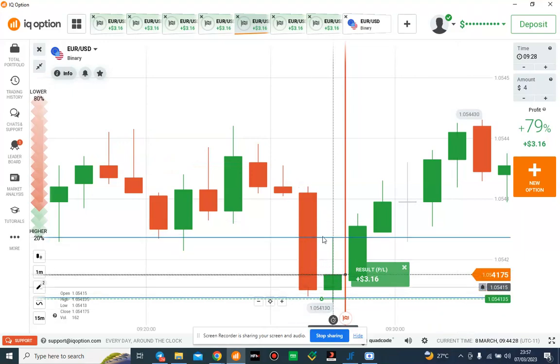But it's still at the bias area. We must respect that. We shouldn't go against the major reason why we took the trade here. Still at the bias area.